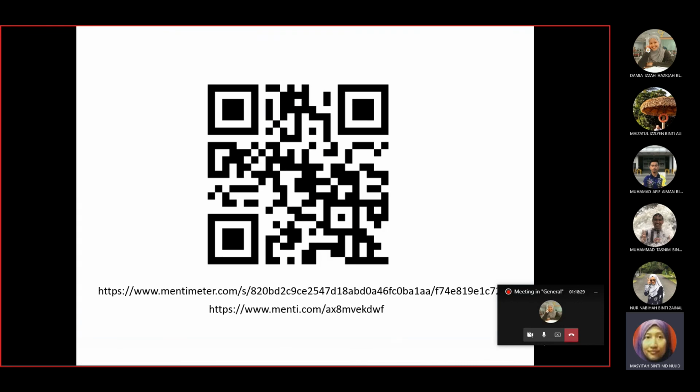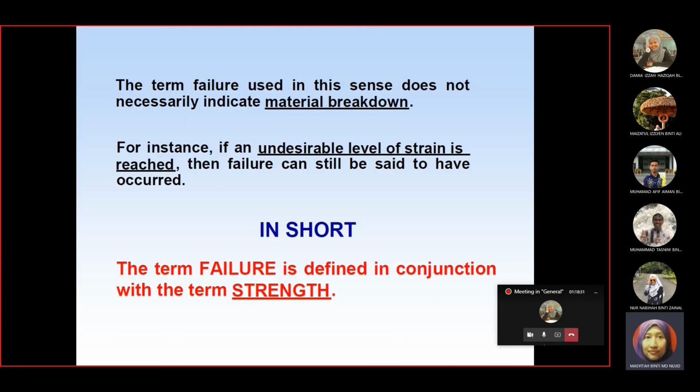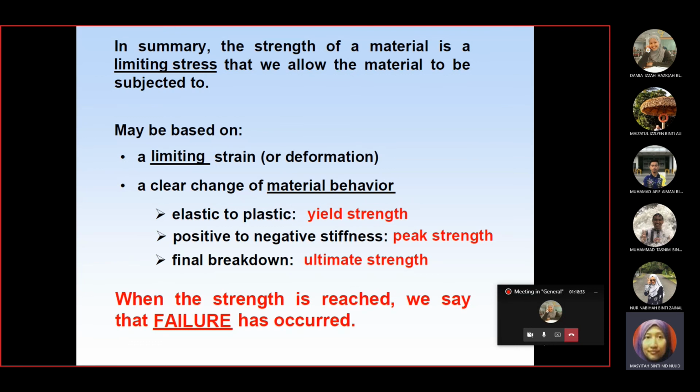Okay, banyak sangatlah kan. Cuma apa yang kita boleh concludekan, the strength of the material is a limiting stress that we allow the material to be subjected to. It may be based on the limiting strain, a clear change of material behavior from the elastic to plastic, and then from positive to negative stiffness, and then finally breakdown, or we call it as the ultimate strength. So when the strength is reached, we say that failure has occurred.